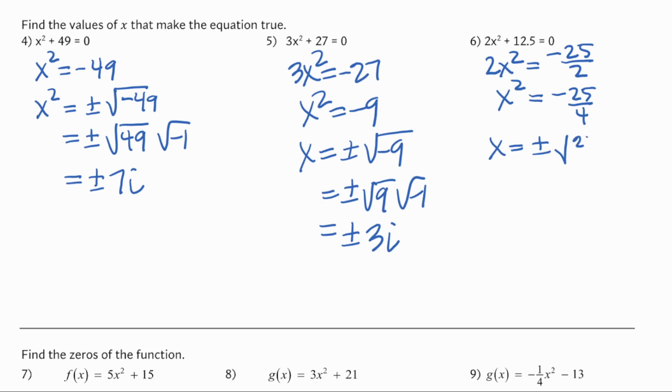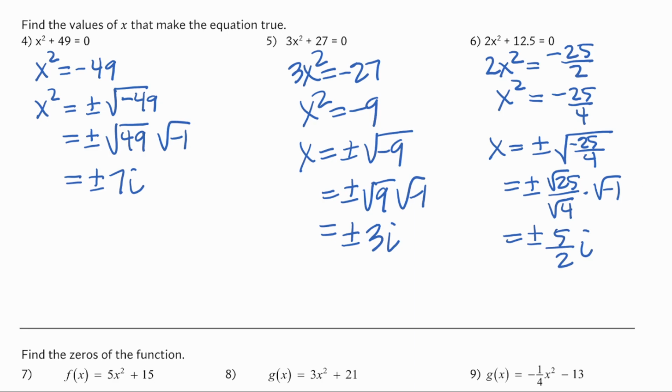So it's the square root of 25 over 4. Well, I guess the negative. Let me try that one more time. Yeah, that's better. And then I can rewrite that as plus or minus square root 25 divided by square root of 4 times the square root of negative 1. And so that would be plus or minus 5 divided by 2 i's.